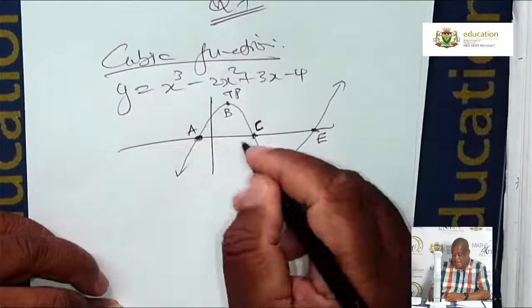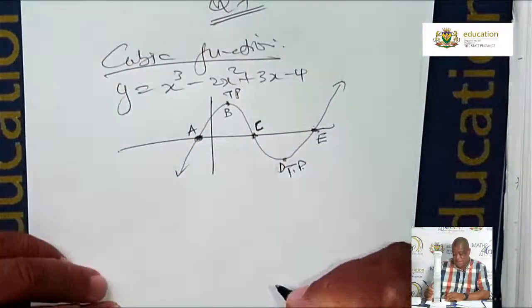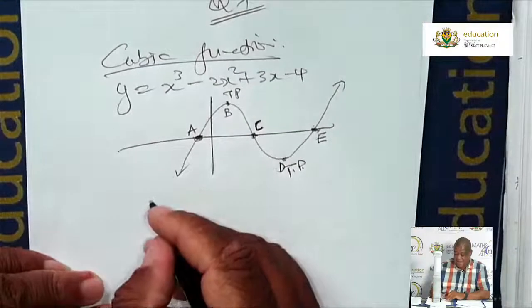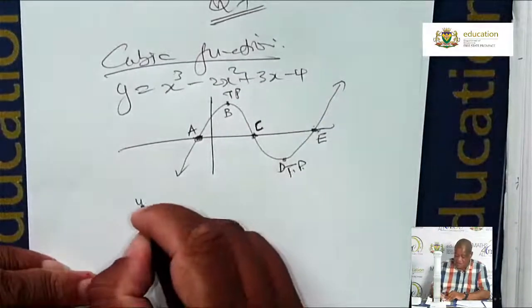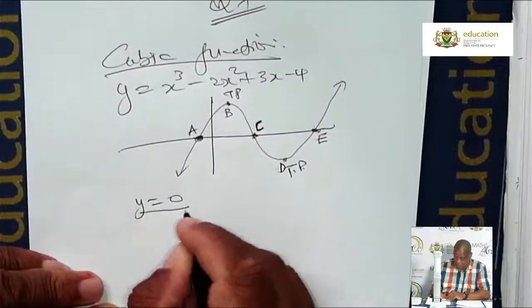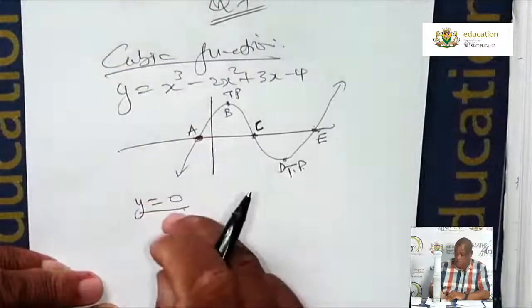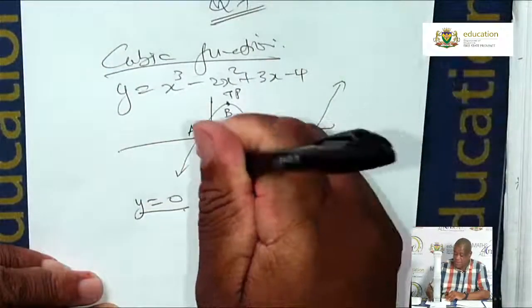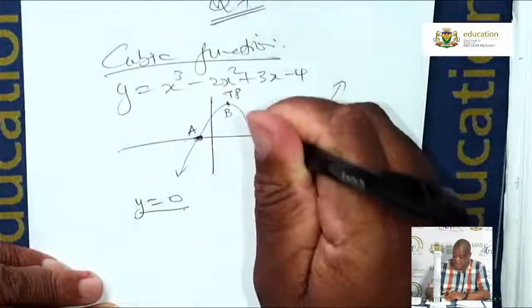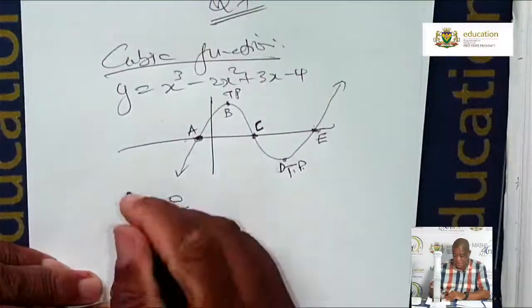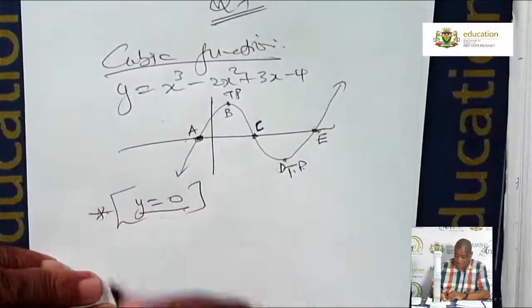Those are the x-intercepts. And once we're talking about the x-intercepts, how do you find them? That is where y is equal to 0. Put y equal to 0 and solve. Then you'll get the coordinates of A, C, and E. That is one question that they can ask.